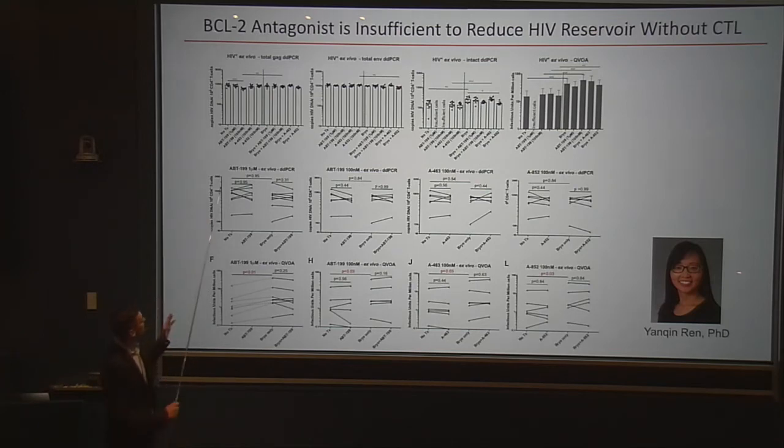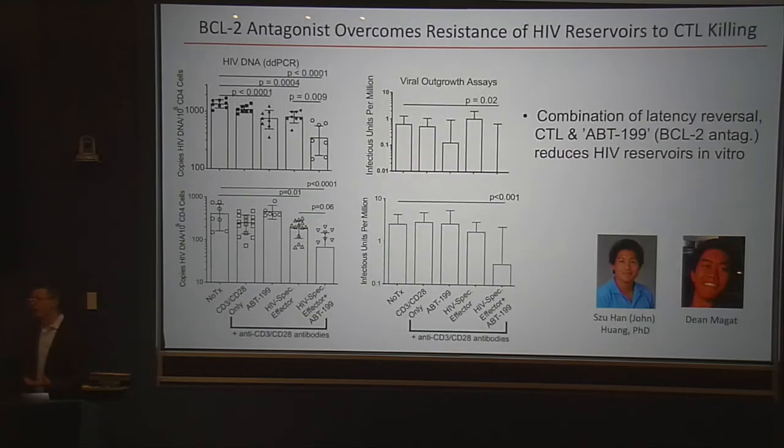There's no need to understand everything here. It's also a ton of work by Yanshin Ren. The take-home message is this drug alone does not reduce the HIV reservoir in these ex vivo patient samples. We didn't necessarily think it would anyways, because where we think we're going to have the activity is combining it with these cytotoxic T cells. So we went forward and tested these new combinations, and this is, I think, pretty novel work.